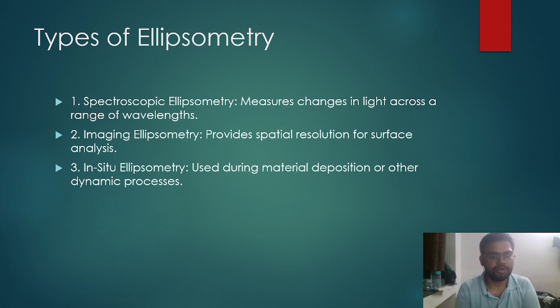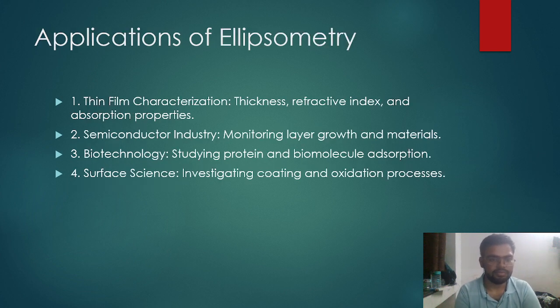So the types of ellipsometry, we'll see that there are various types of ellipsometry, but here are some of them. Spectroscopic ellipsometry measures the changes in light across a range of wavelengths. Imaging ellipsometry provides spatial resolution for surface analysis. The in situ ellipsometry is used during material deposition or other dynamic processes.